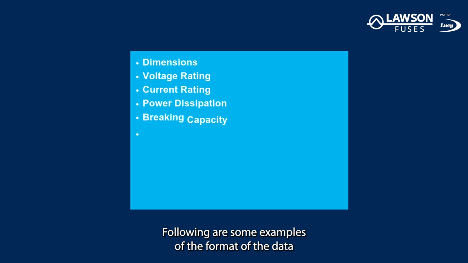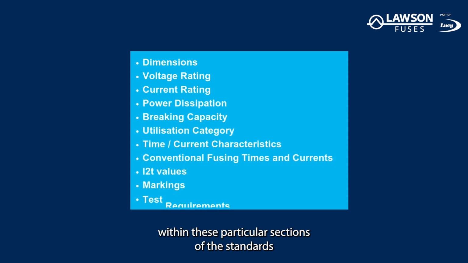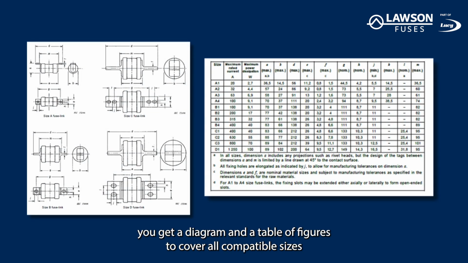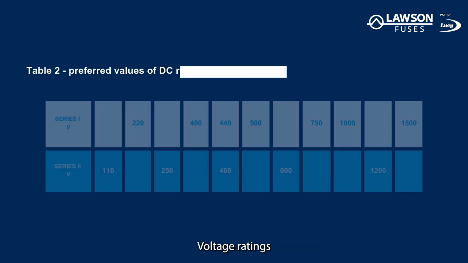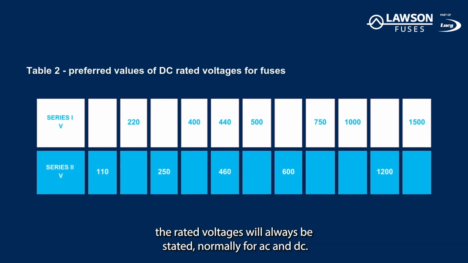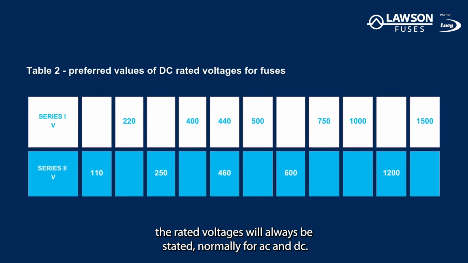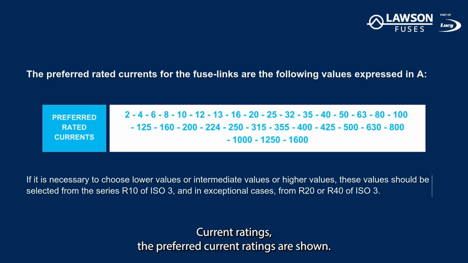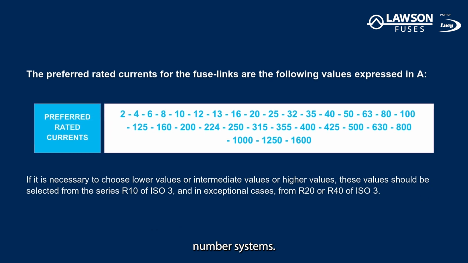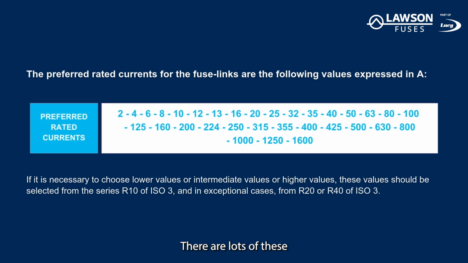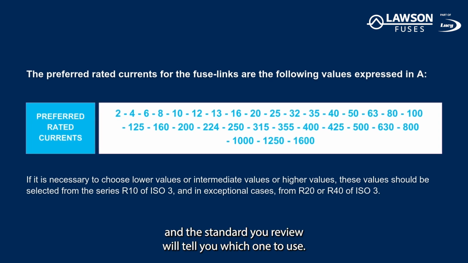Following are some examples of the format of the data within these particular sections of the standards. Dimensions. You get a diagram and a table of figures to cover all compatible sizes within this particular fuse system. Voltage ratings. The rated voltage will always be stated, normally for AC and DC. Current ratings. The preferred current ratings are shown. These are taken from yet another standard that gives a list of various preferred number systems.